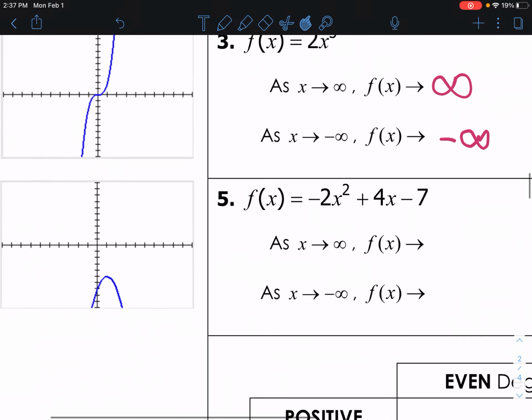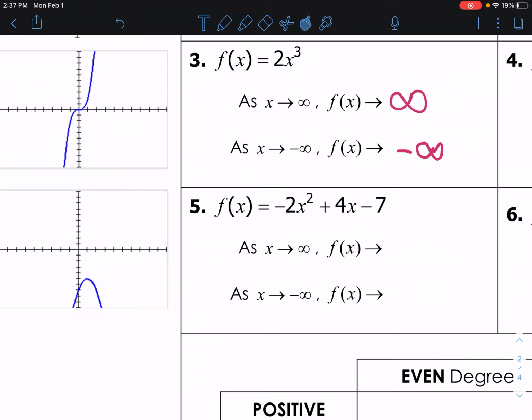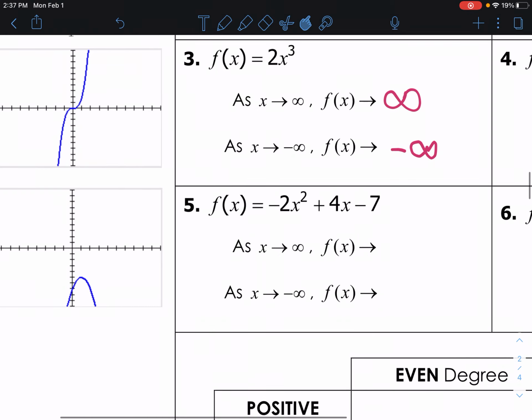That's how this works. So now this one, I'm not going to write it out. As x approaches infinity, what happens with f of x? You'll notice it's going towards negative infinity. Okay. As x goes towards negative infinity, what happens with y? It's also going towards negative infinity. Okay.